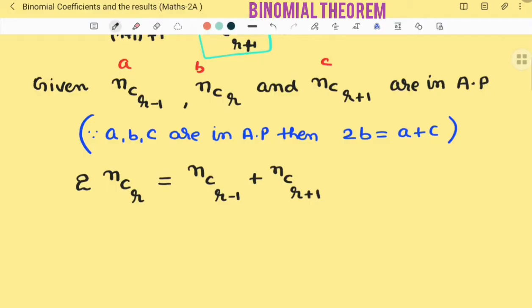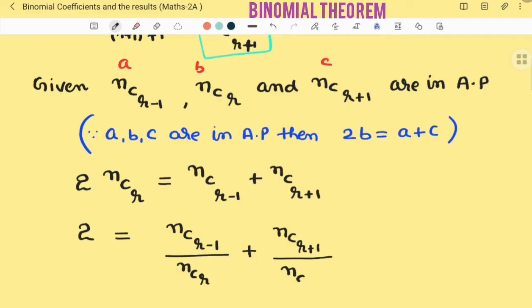After that, here 2 into nCr is there now. I am keeping it on the LHS, and nCr I am taking to the other side, the RHS. So 2 is equal to nC(r minus 1) by nCr plus nC(r plus 1) divided by nCr.